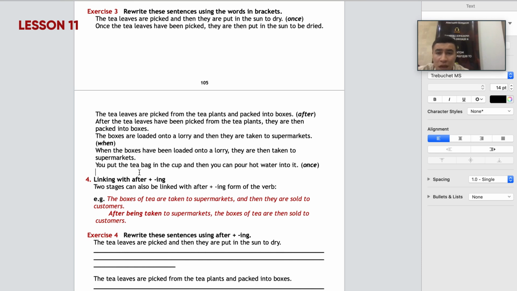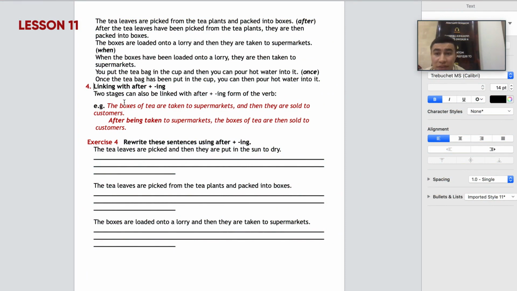Okay, very simple. And of course you put the tea bag in the cup and then you can pour hot water into it. You should use once. Once the tea bag has been put in the cup, you can then pour hot water into it. So as you can see, this is very simple. But again, I do recommend you to practice more.